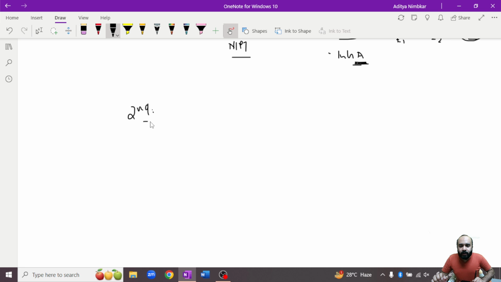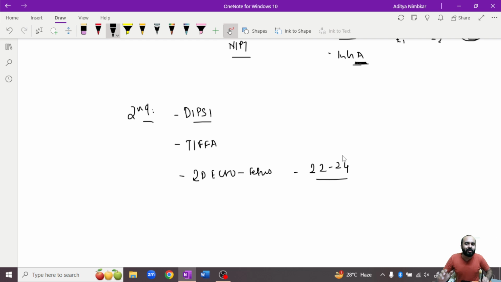In the second trimester, the most important thing is first DIPSI, if it is not done in the first visit. Secondly TIFFA, that is targeted imaging for fetal anomalies, and 2D echo of the fetus. This is done between 22 to 24 weeks when all the four chambers of the heart are visible. These are the three most important things that are done. Also, towards the late second trimester we also do OGTT.